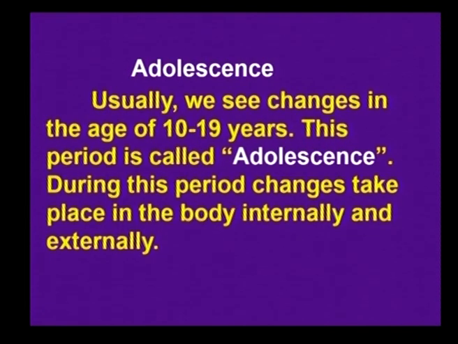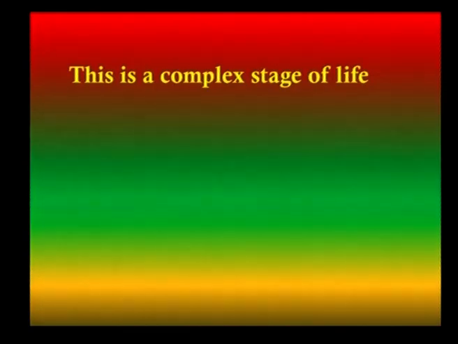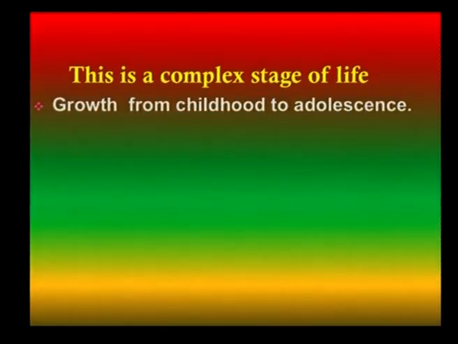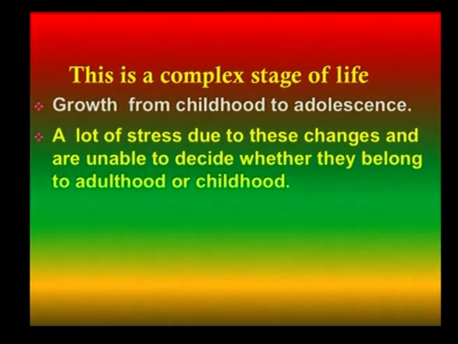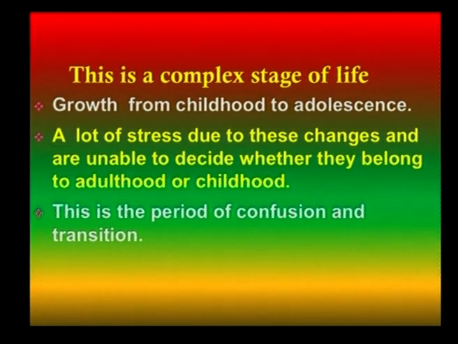Usually we see changes in the age of 10 to 19 years. This period is called adolescence. During this period, changes take place in the body internally and externally. This is a complex stage of life. Growth from childhood to adolescence takes place in this period. There is a lot of stress due to these changes, and they are unable to decide whether they belong to adulthood or childhood. This is the period of confusion and transition.